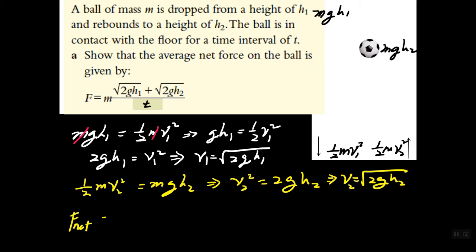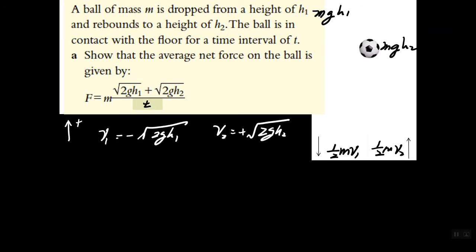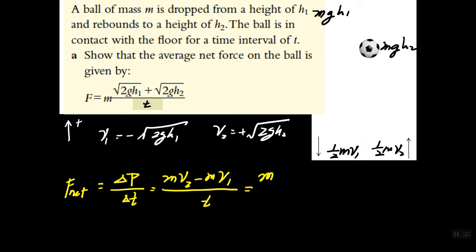Net force equals rate of change of momentum, which is final momentum minus initial momentum divided by time taken. Velocity is a vector quantity, so we choose upward as the positive reference. Then v1 is moving in the downward direction. So v1 equals minus root of 2gh1, and v2 is in the upward direction. So v2 equals plus root of 2gh2, as momentum is also a vector quantity. So we obtain this expression.